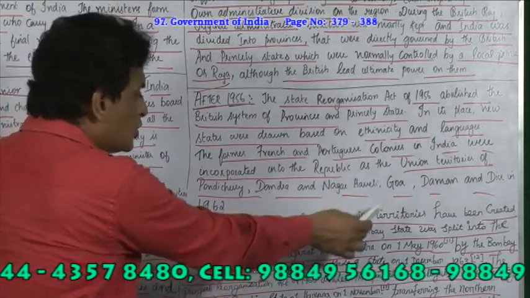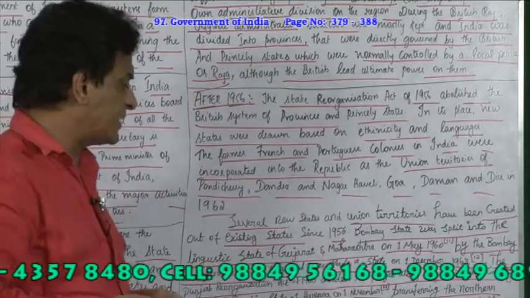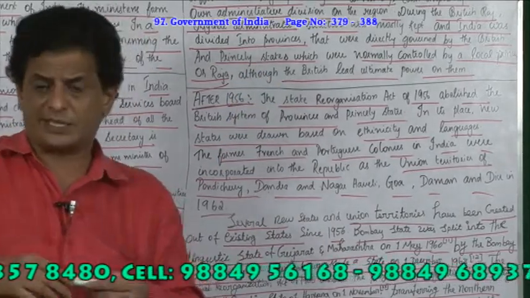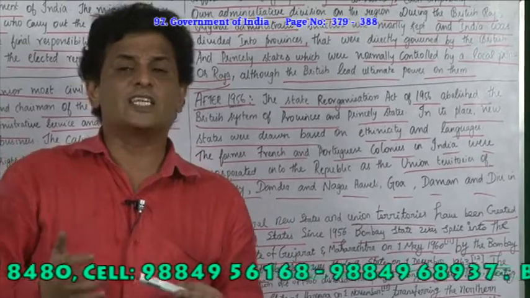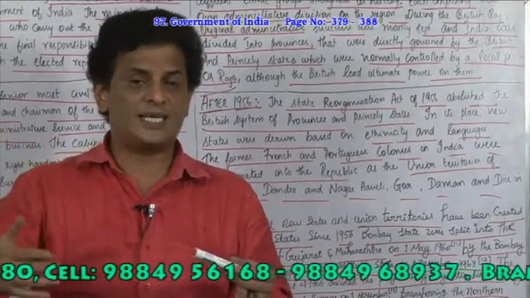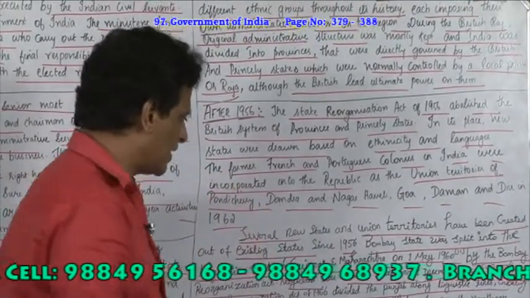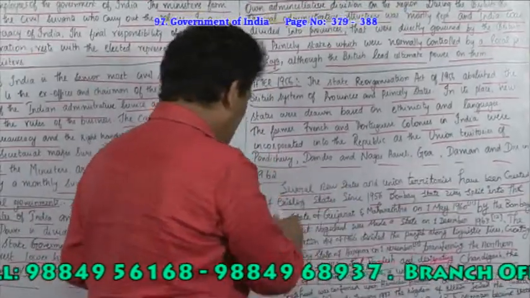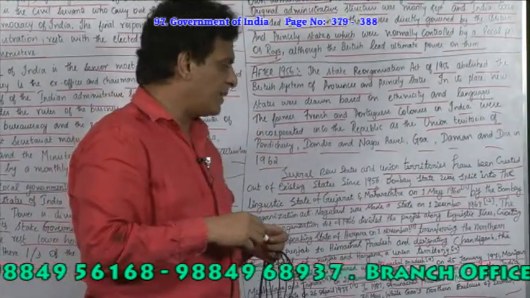So, several new states and Union territories have been created out of the existing states since 1956. After 1956, various states have been formed. For example, what? Bombay state was split into the linguistic states of Gujarat and Maharashtra.